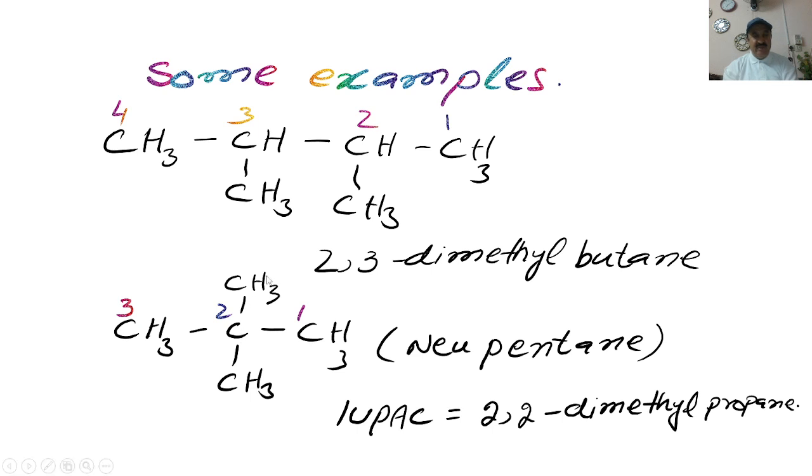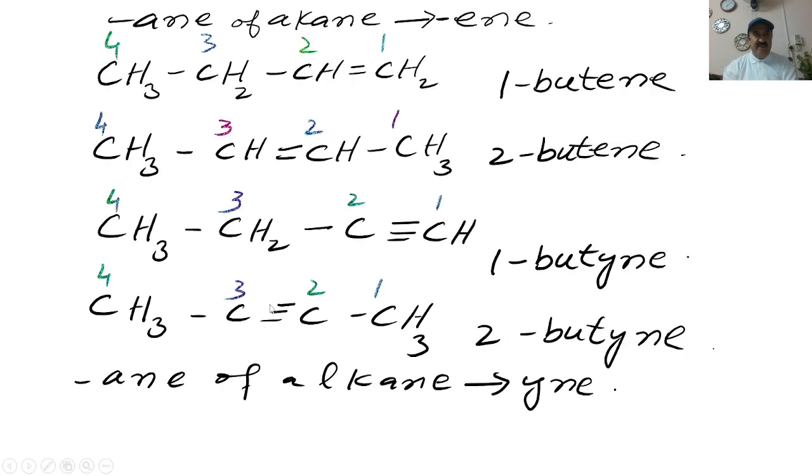So 2, 2, and which substituents are attached? Methyl. So 2,2-dimethylpropane. Another is that the -ane of alkane will be replaced by -ene because it is an alkene. We will do numbering from the end which is closer to the double bond. Here the double bond is away from this side. If you do numbering 1, 2, 3, it comes on carbon 3. If you do numbering from this side, it will be at carbon 1. So its name will be 1-butene.